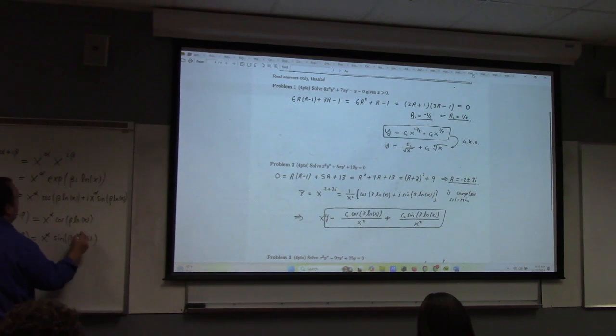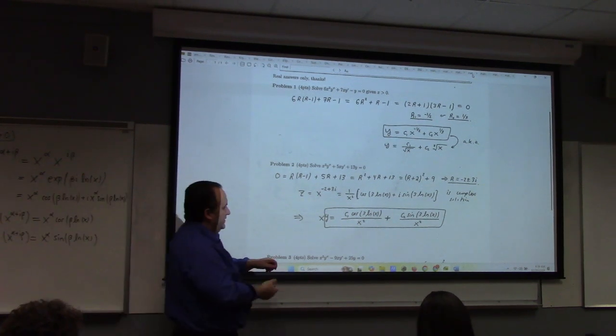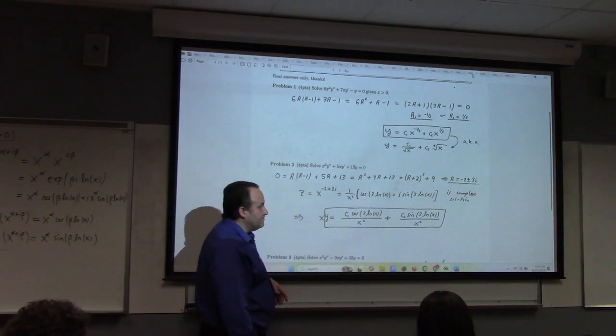Now I'm assuming something here. I'm assuming that x is positive, okay? But those are the real functions that we use a linear combination of to form our general solution for such a problem, right? So that's what I did here. Here alpha was -2 and beta was 3, so I end up with this solution.